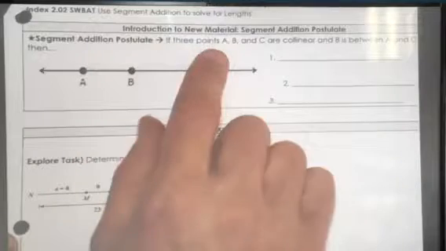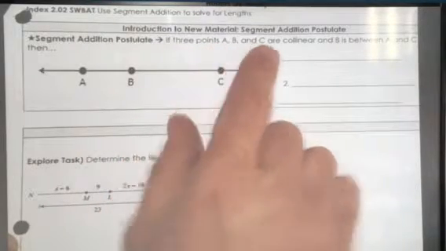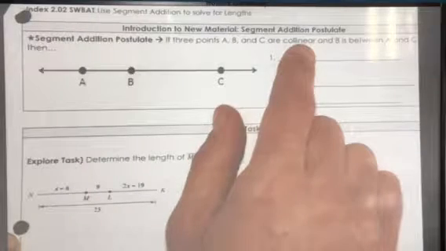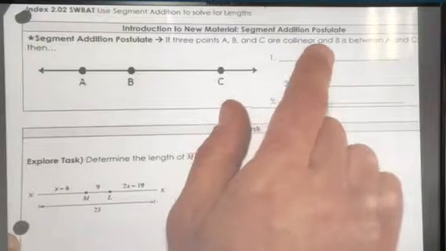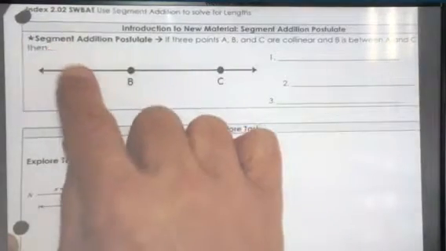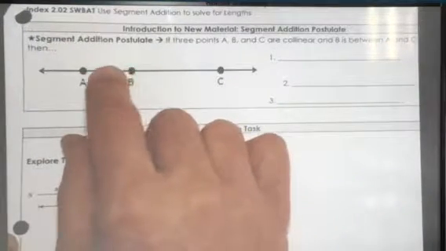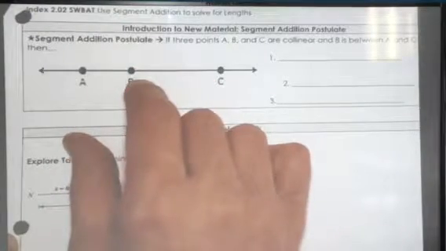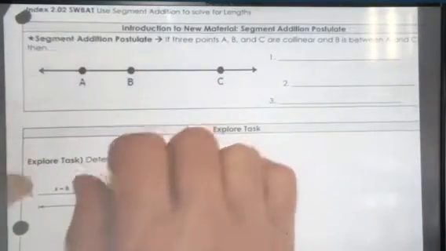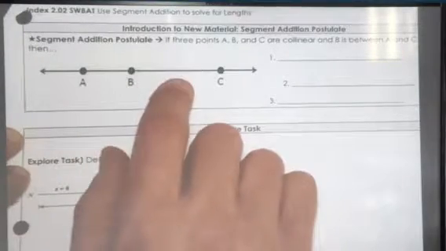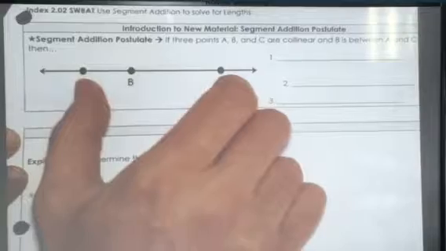If 3 points A, B, and C are collinear, meaning they share a line, they are on the same line, and B is between A and C, so B could be here, could be here, but it's somewhere between A and C, then AB plus BC equals AC.